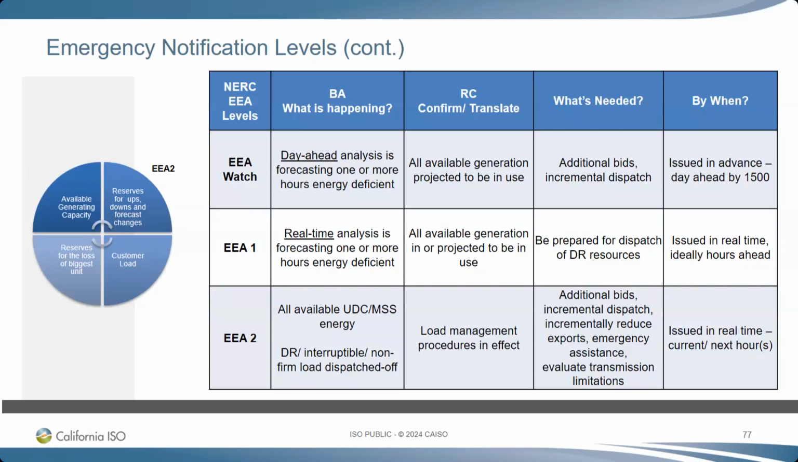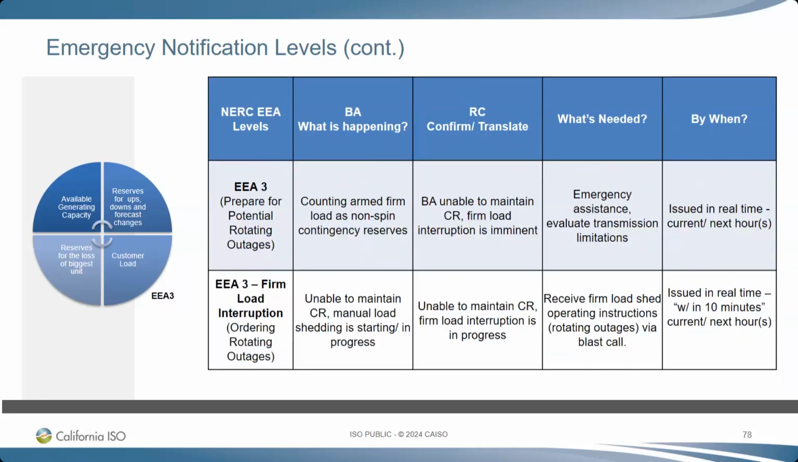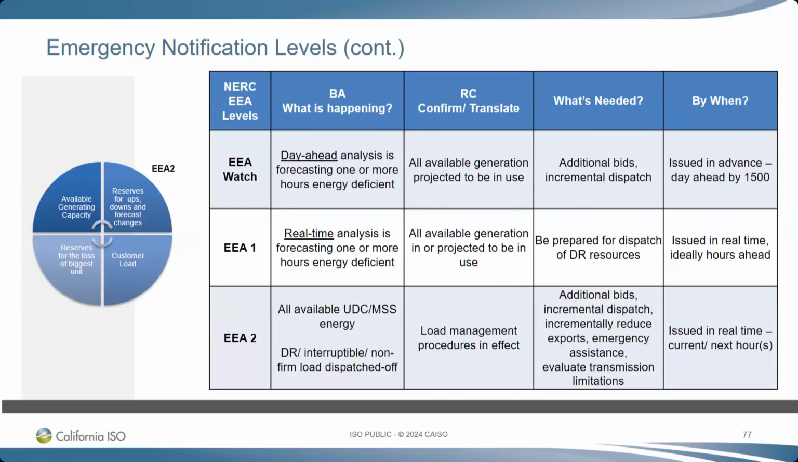EEA2, we're looking at all available UTC, MSS energy, any DR, interruptible non-firm load dispatched off. The RC is looking at load management procedures. They have those in effect. And what's needed, we're going to be looking to get additional bids, any incremental dispatch, incremental reductions for exports, any emergency assistance that we can possibly get, and evaluate transmission limitations. This is also issued in real time, and we're looking for reserves up, down, forecast changes.